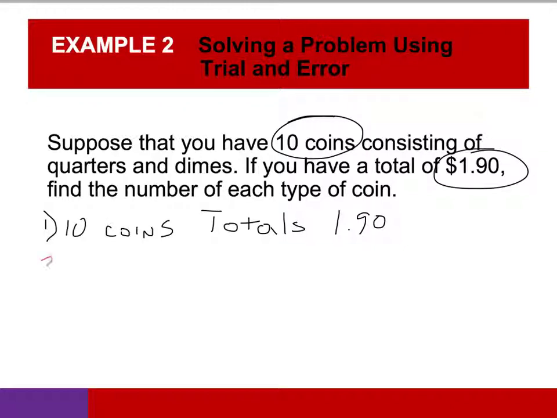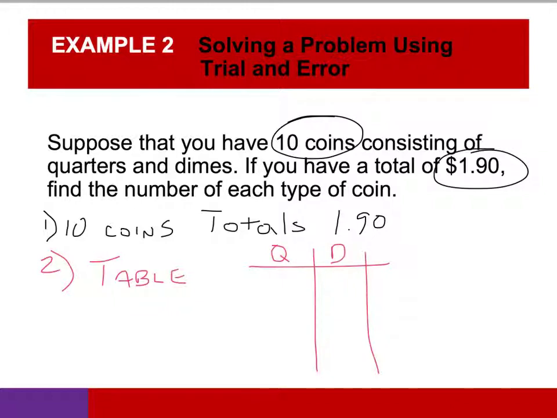Alright, step 2. Oh, I guess step 1 we're trying to figure out how many of each. But step 2, okay, well, how are we going to do this? I always like to make a table, and my table is going to be like so. We got quarters and dimes, so I'm going to put a Q here, and a D there, and then how much total.